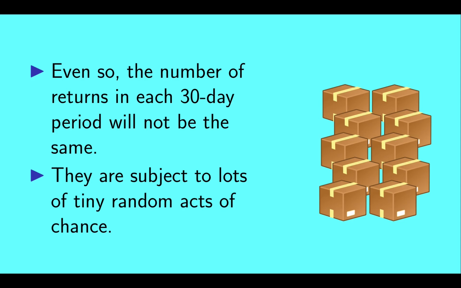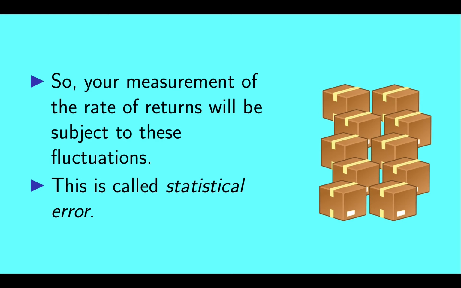Even under these conditions, the number of returns in each 30-day period will not be the same. They are subject to lots of tiny random acts of chance. For example, a given package may get damaged in shipping, or a certain customer may be particularly dissatisfied with the product for very individual reasons. So, your measurement of the rate of returns will be subject to these fluctuations. The error introduced by these fluctuations is called statistical error.